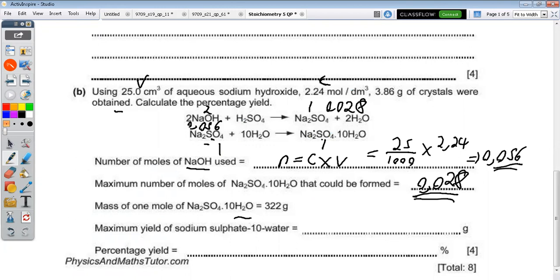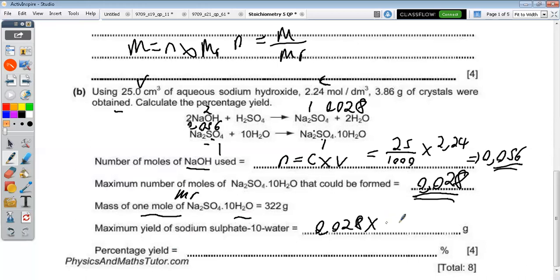Now, the moment they say mass of 1 mole, it means the MR. No need to calculate, it's clear. The MR of this whole compound they've given you; they don't want you to calculate. Maximum yield means the maximum mass possible. Remember, n is also equal to m over MR, so mass is equal to number of moles multiplied by MR. In this case, it's 0.028 multiplied by 322. What do you get? The maximum possible, theoretical mass: 9.016 grams.